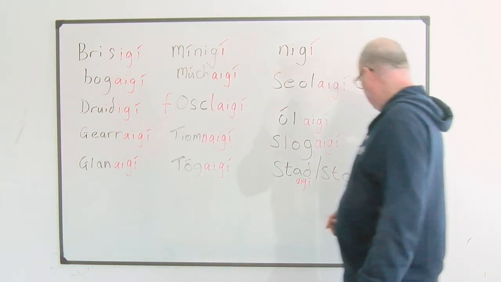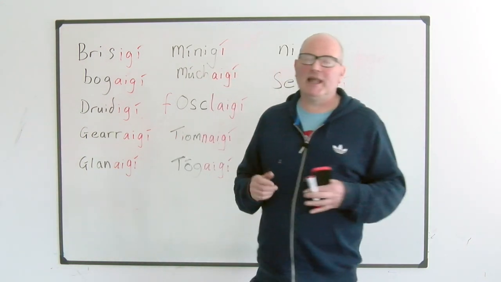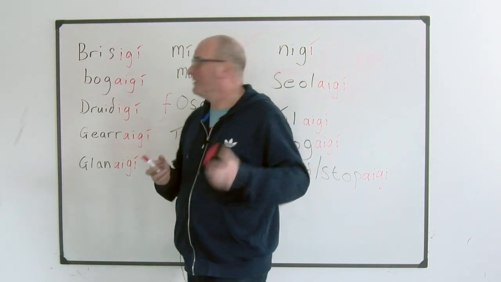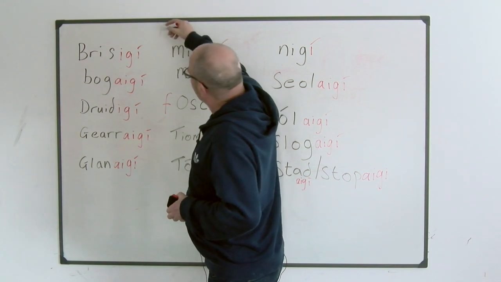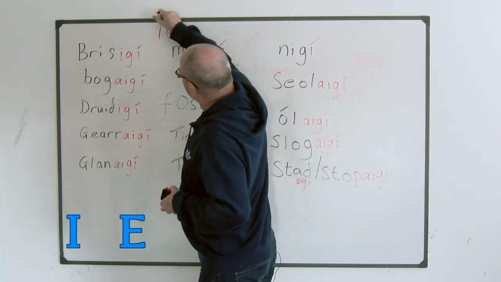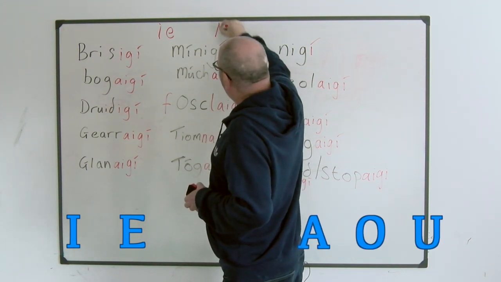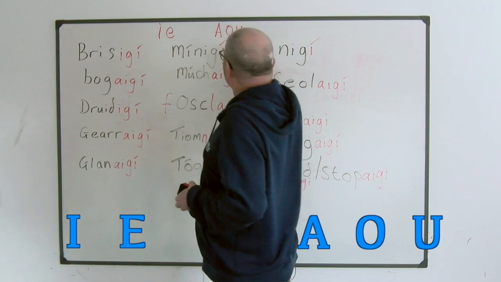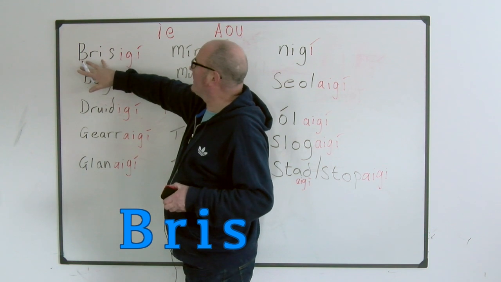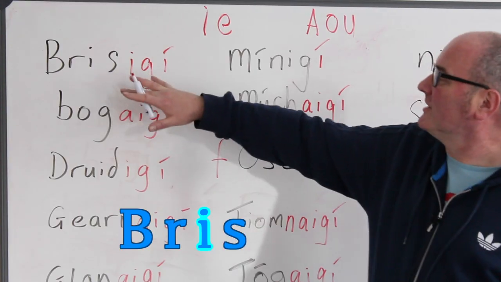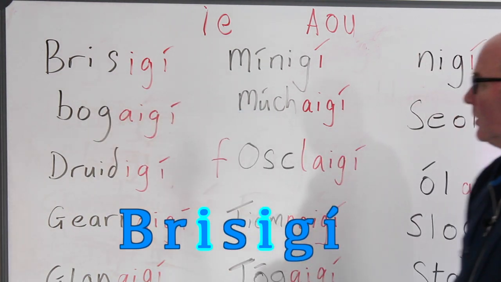So the last little bit, there's a rule in Irish called broad with broad, slender with slender: keel a keel, Latin a Latin. The letters that are keel or slender are I and E. And the ones that are broad are A, O and U. So this word brish, you can see that letter is I. So when you're writing this, your next letter has to be a slender letter, so it's I.